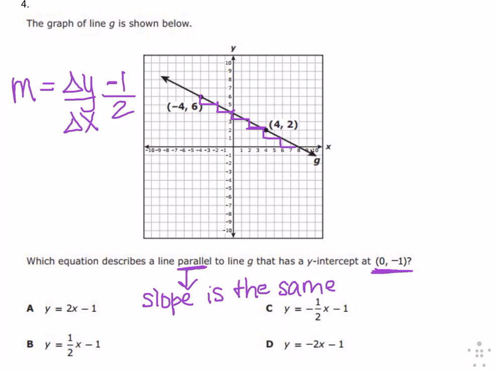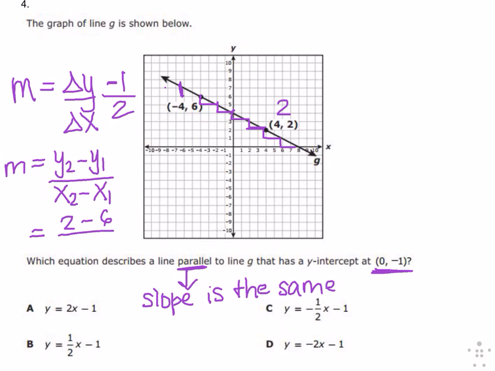Now let's say you didn't remember how to do it that way. Let's say you wanted to look at the ordered pairs that were given. Slope is y2 minus y1 over x2 minus x1. Let's say this is my first point and this is my second point. So y2 would be 2 minus y1 of 6, and x2 would be 4 minus x1 of negative 4. That's the same as 2 minus 6, which is negative 4.